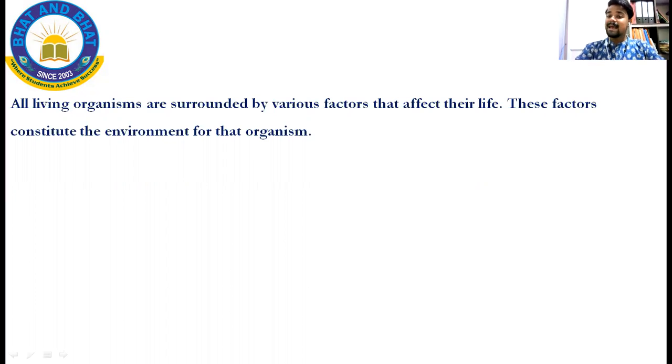So what is happening? That is what we are calling an environment. So what is an environment? Both living things and non-living things should be there, and that is what we call an environment. Am I clear to each one of you now about the environment part? Say yes or no.